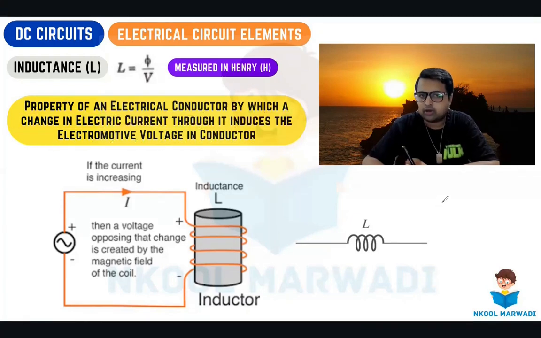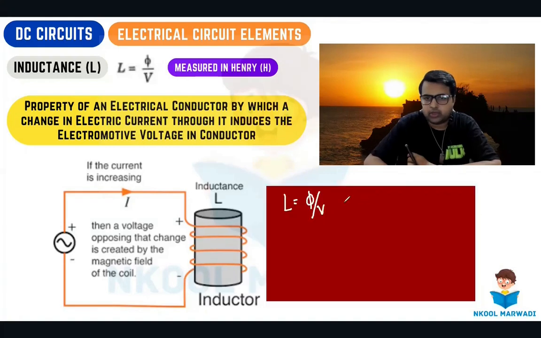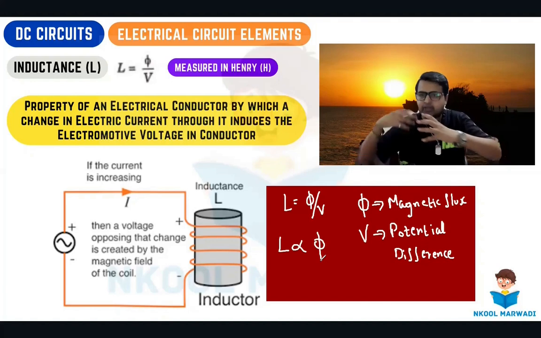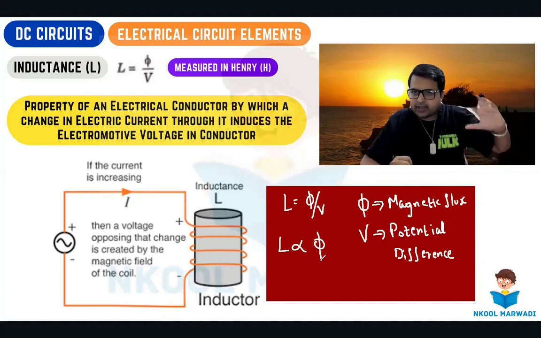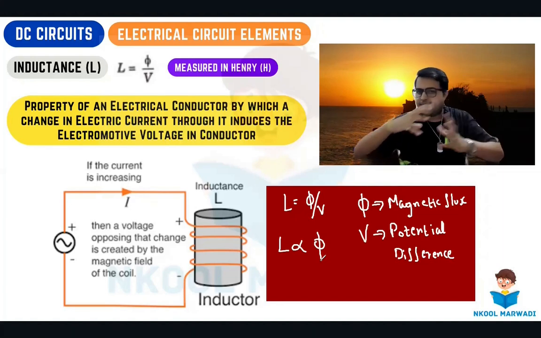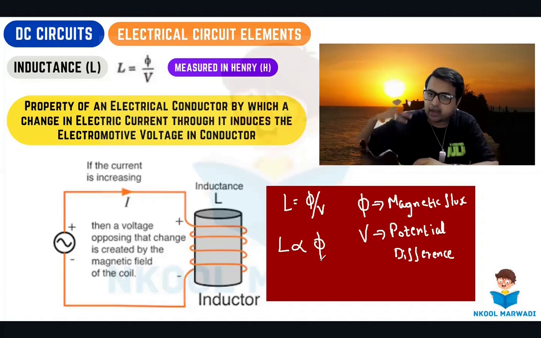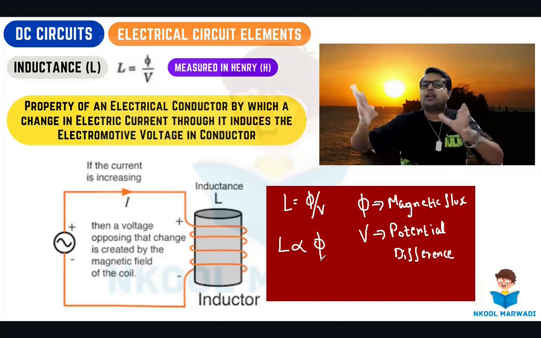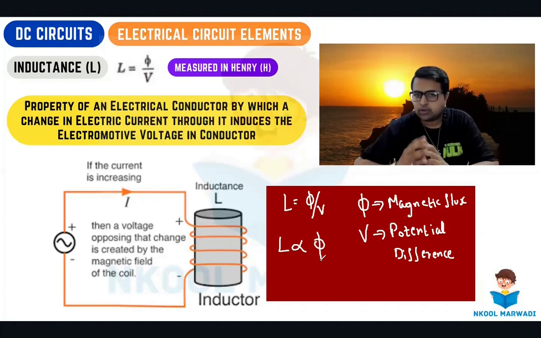Now the formula for inductance is phi by V. Here phi is the magnetic flux because of some current I, and V is the potential difference. This formula says that inductance is directly proportional to the magnetic flux. If the magnetic flux is very high, inductance will be very high. It means that the conductor or the material through which the current is flowing will generate an opposing magnetic field of a very high intensity, so that it neutralizes the effect. So inductance is directly proportional to the magnetic flux.